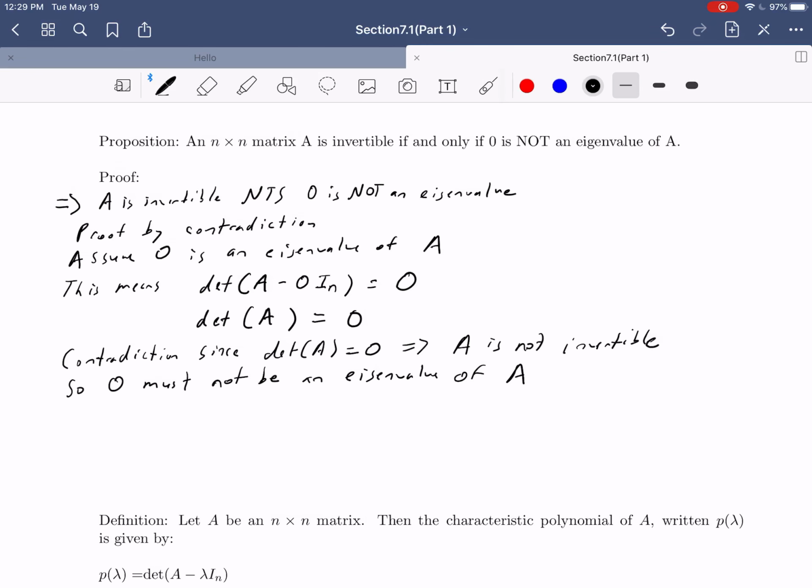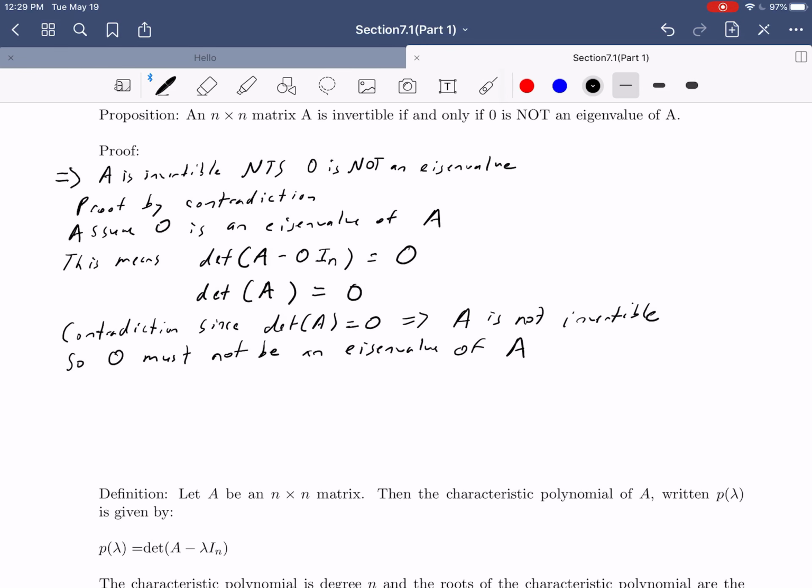All right, now let's go ahead and do the opposite direction. For the opposite direction, we are going to assume 0 is not an eigenvalue of A, and we need to show that A is invertible. Okay, we're going to do the same idea. We're going to do a proof by contradiction.